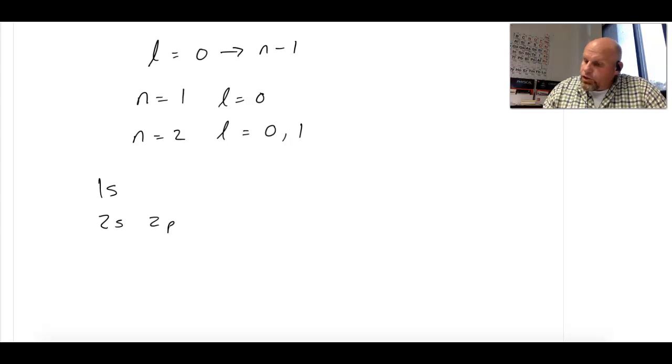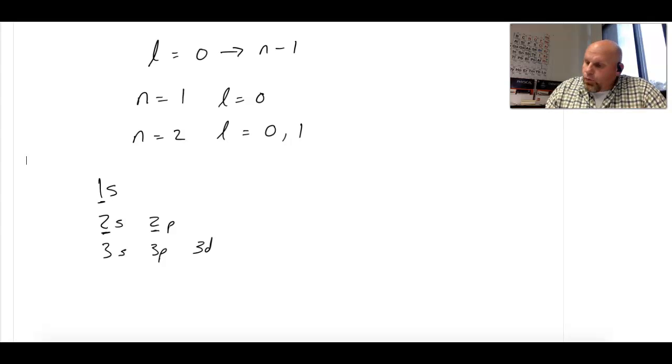Head on to the third energy level, you're going to get an S subshell, a P subshell, and the D subshell for the first time. So you can see maybe how this relates to our quantum numbers here. When n equals 1, the L value can only be 0. So there's only one possible L value, 0. But when n equals 2, we have two possible L values, 0 and 1.